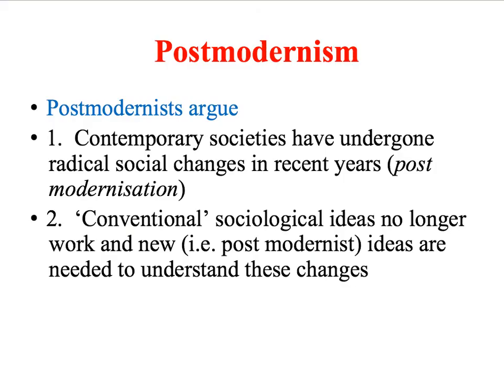And there are two main arguments that postmodernists make. Firstly, they argue that contemporary societies have undergone radical social change over the last 30 to 40 years, that we're now living in a new historical epoch that is completely different from previous types of societies. And then the second argument that they make is that because of these profound social changes, a lot of the ideas and theories that we've used in sociology are no longer as relevant as they used to be.